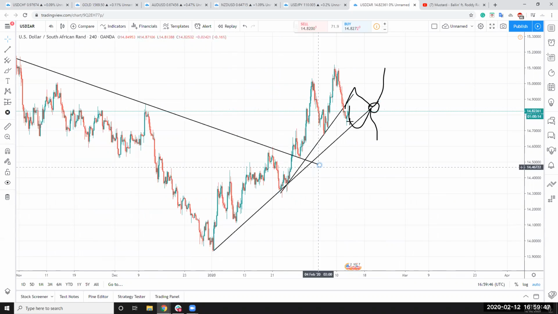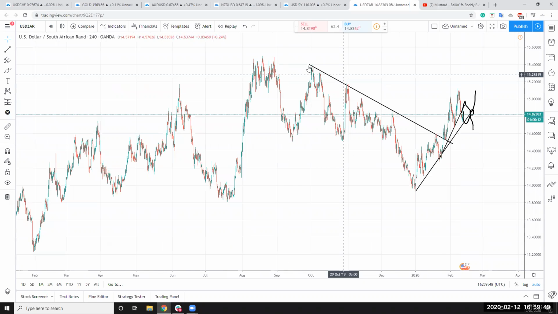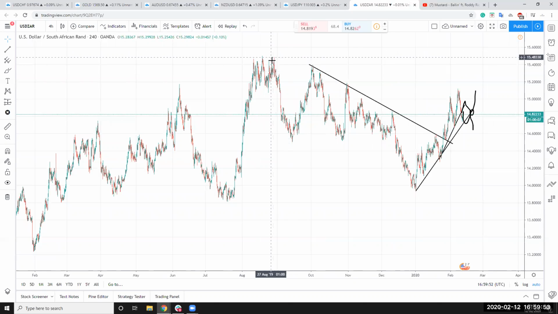USDZAR. We have a trend line up. We had a 4-hour trend line down as well. 3 points. This point didn't match it. This is an area of accumulation. This is where the move down started.